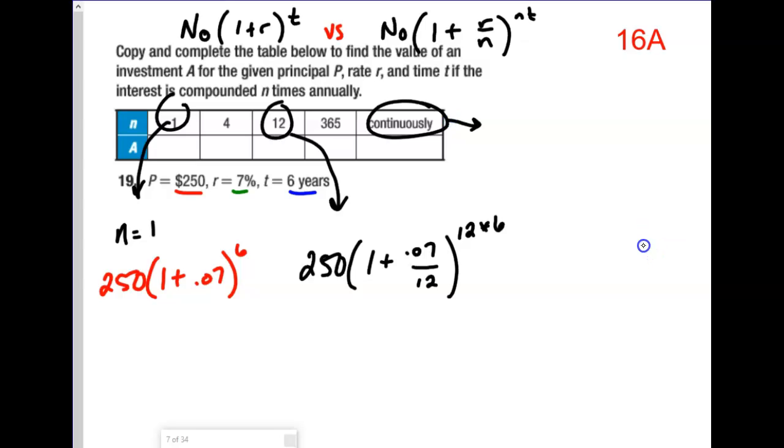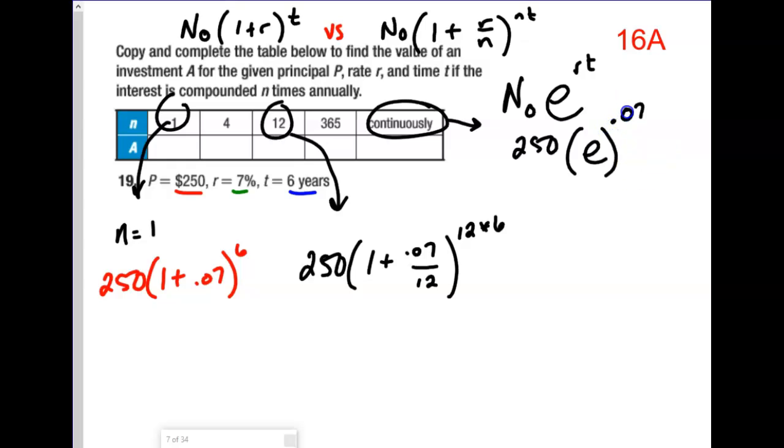Continual interest. What formula am I supposed to use when it says it compounds continuously? Starts off the same, ends up not, but instead of 1 plus r, your base is e. Continual interest is Pert, right? E to the rt power. So we'd set up 250 times, I don't need parentheses, e to the positive 0.07 times 6 power.